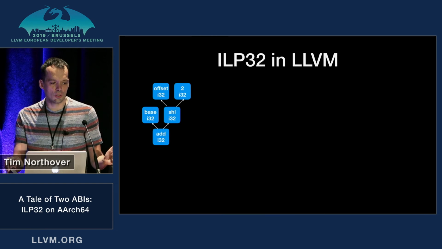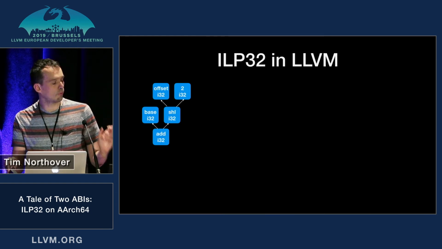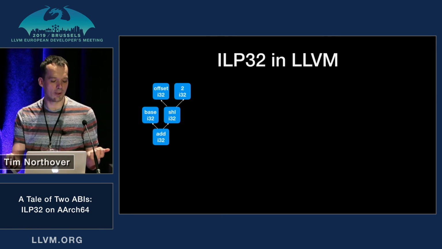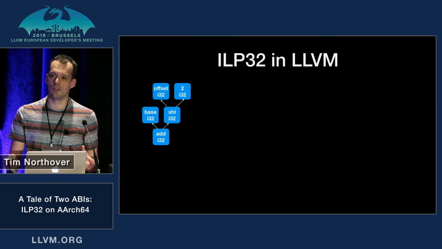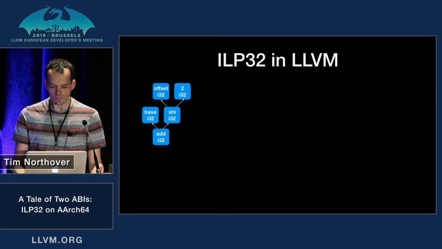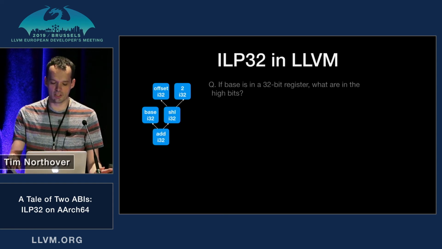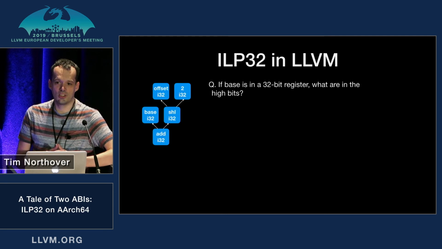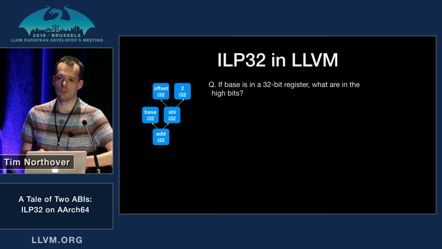Unfortunately, things aren't so good with a naive implementation based on LLVM selection DAG, which I've got a small picture of up in the corner here, where all the arithmetic in the previous calculation is done at a 32-bit level. And the first problem you hit is, okay, so base is sitting there in a nice W3 register, 32 bits. What's in the high bits of that register? And LLVM pretty much doesn't help you out there. As far as it's concerned, those bits don't exist.